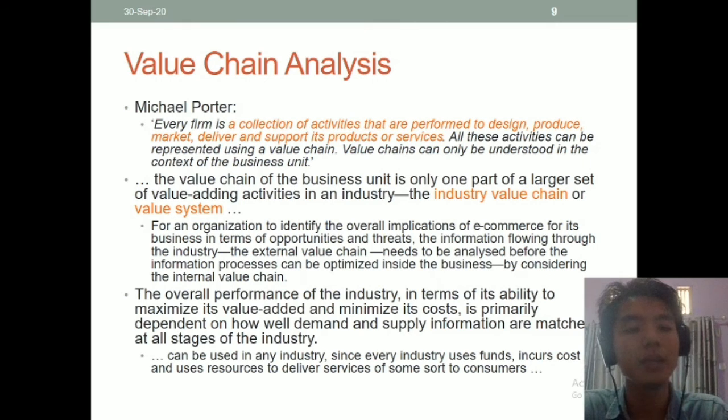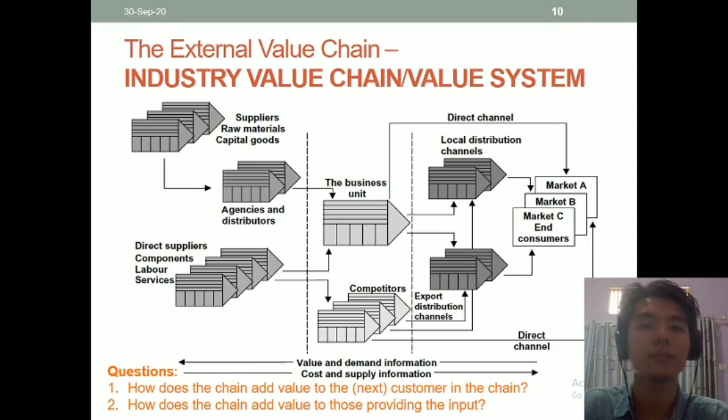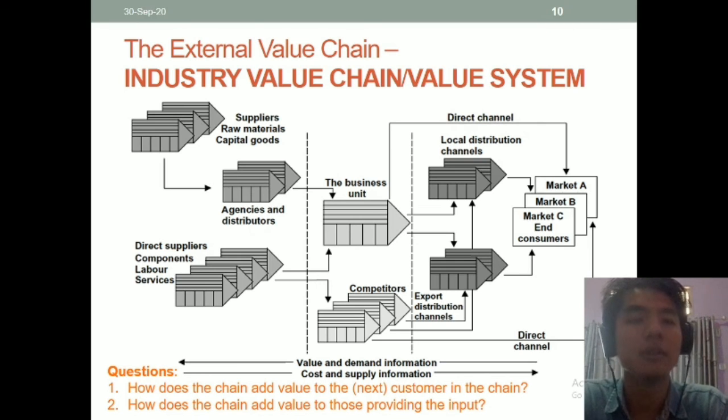And it can be used in any industry since every industry uses funds, incurs costs, and uses resources to deliver services of some sort to consumers. The next one is the external value chain, the industry value chain or value system.